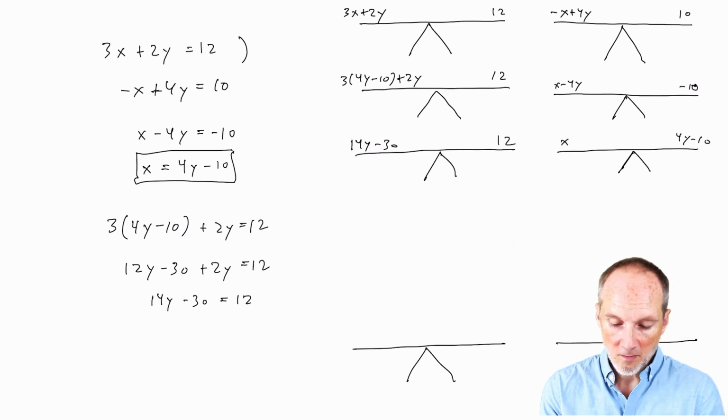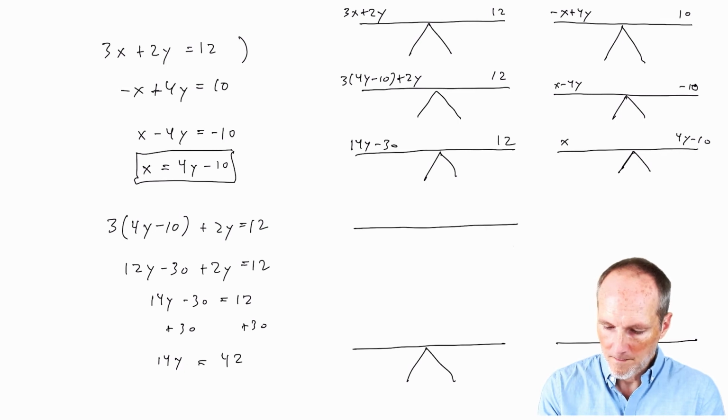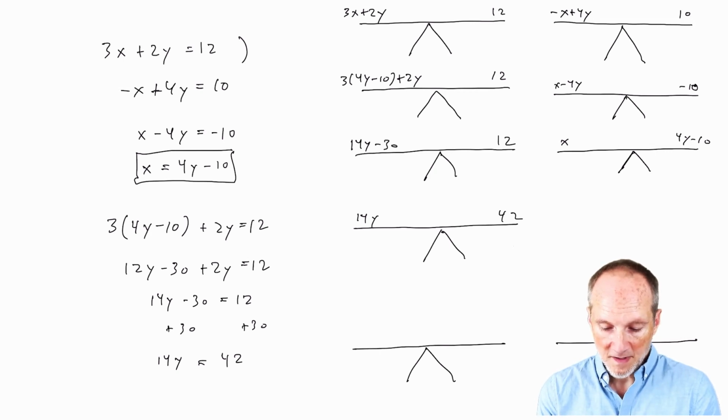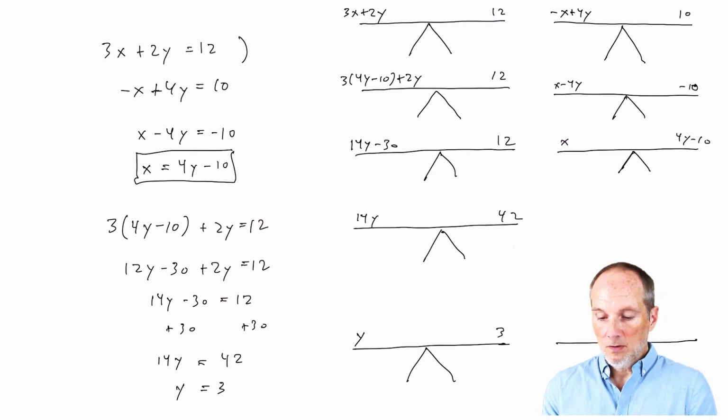Now we'll add 30 to each side, and that becomes 14y is equal to 42. So now on our scale, we have 14y on one side, 42 on the other. Now we're going to divide each side by 14, and we get y is equal to 3. So now we have solved for y.